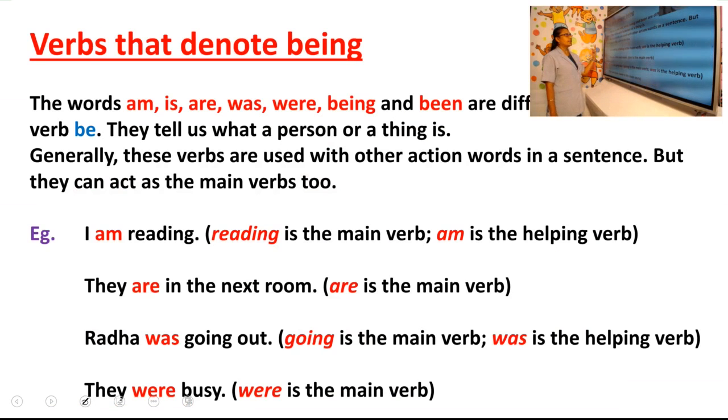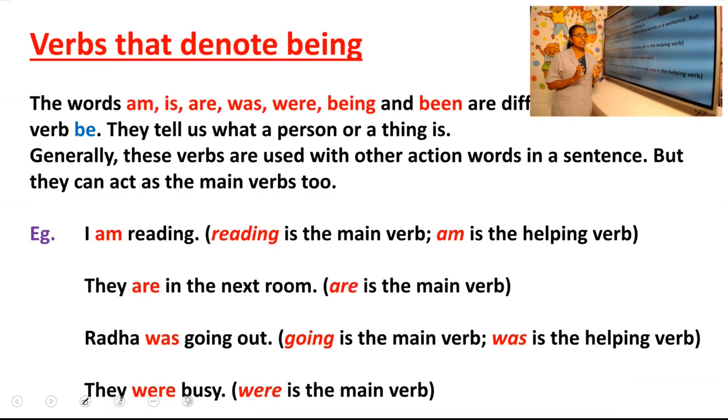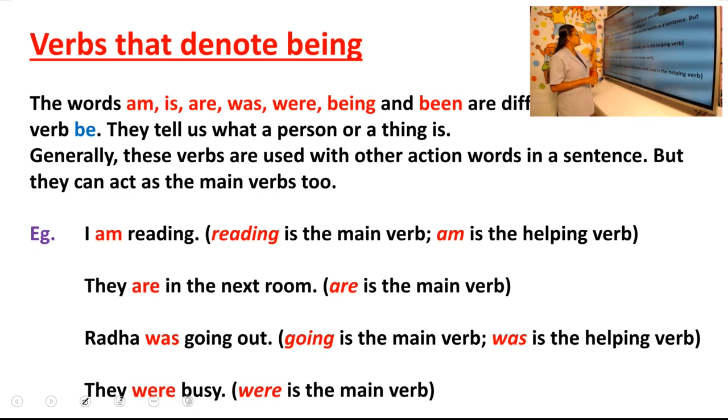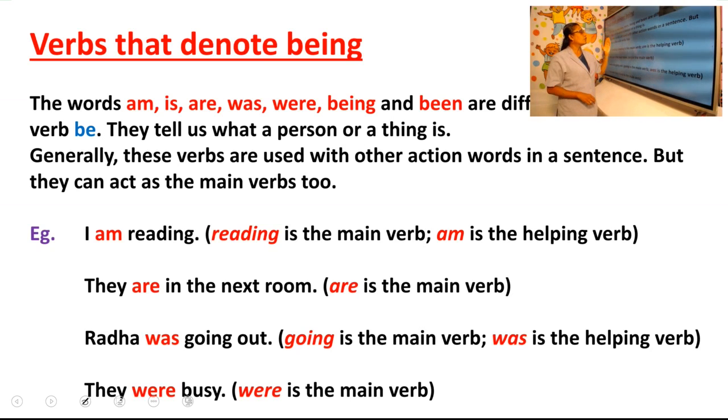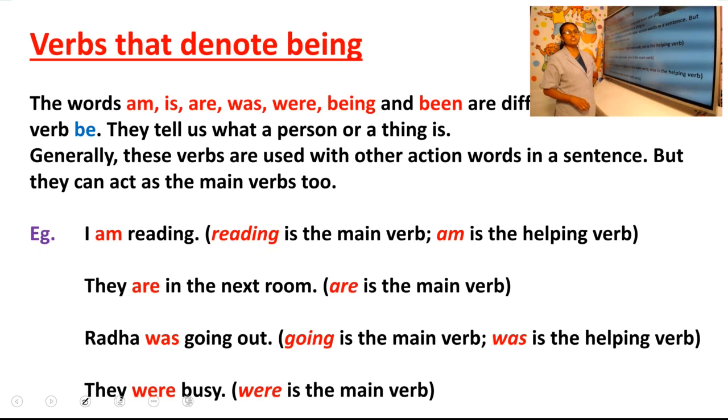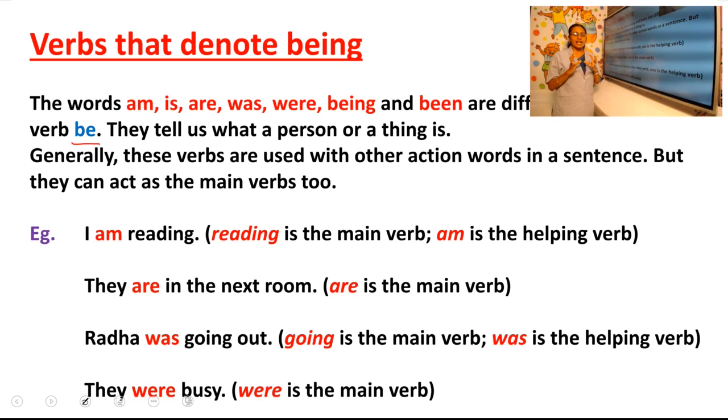So let us move on to the next topic, verbs that denote being. Verbs that denote being, state of being, what the subject is. See children, it is very important. The words am, is, are, was, were, being and been are different forms of the verb be. So the verb be has different forms. Which are the various forms? Am, is, are, was, were, being and been.